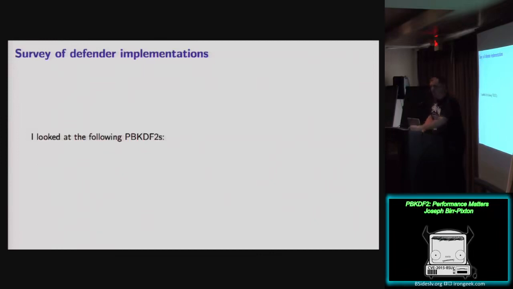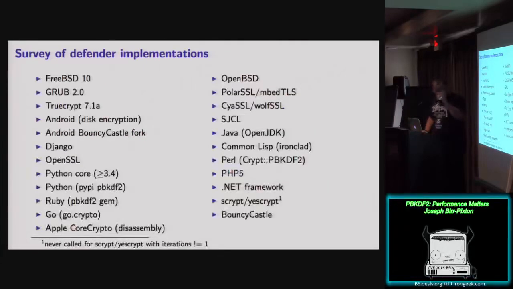This kind of begs the question of how defender implementations are faring. So I looked at some. Interesting things on this slide. scrypt: most people know scrypt has a PBKDF2 pre-processing and post-processing step, but it only runs it with iterations 1. So it's kind of interesting, but it doesn't change scrypt in any way. However, if you want PBKDF2, you probably shouldn't go and take theirs.